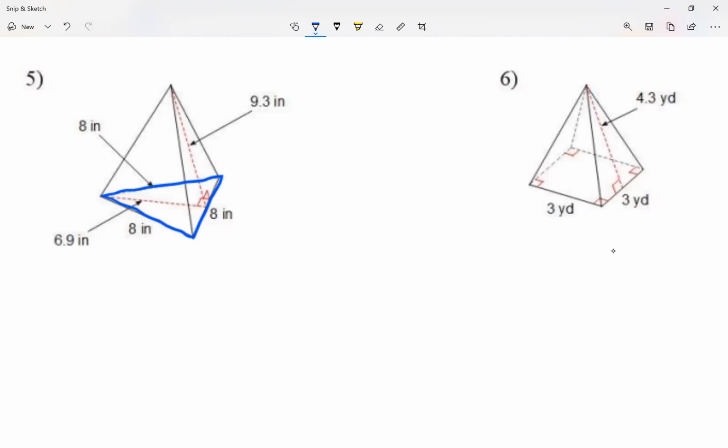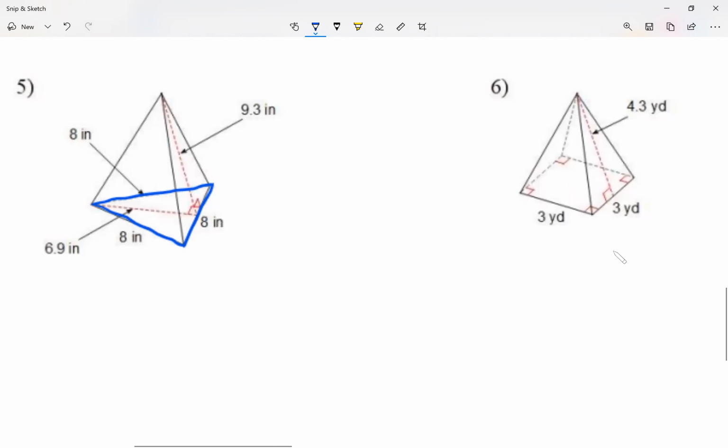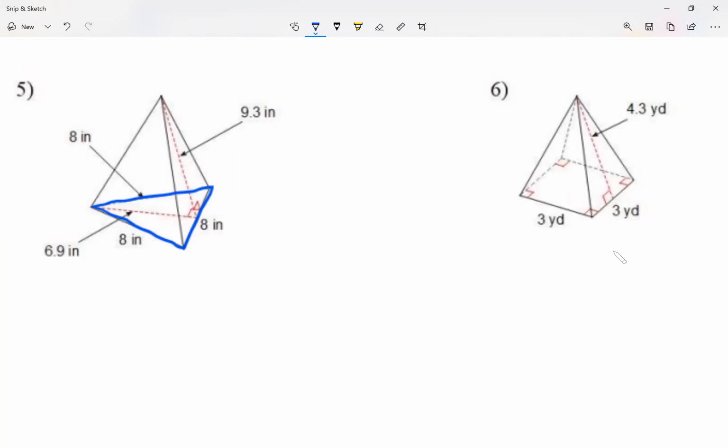So I'm looking for a shape that is not a triangle. If all the sides are triangles, I'm going to help you identify the base by giving you the measurements of each side of the base. If you notice, each side is 8. There's measurements pointing at 8 for each of these sides. So I'm going to look right now at just the base.